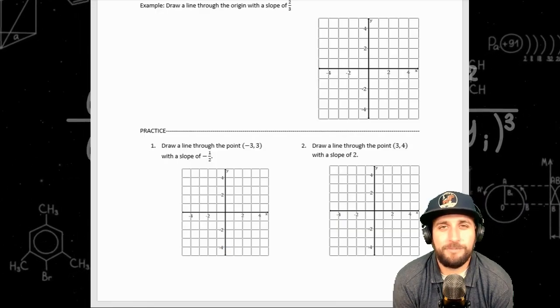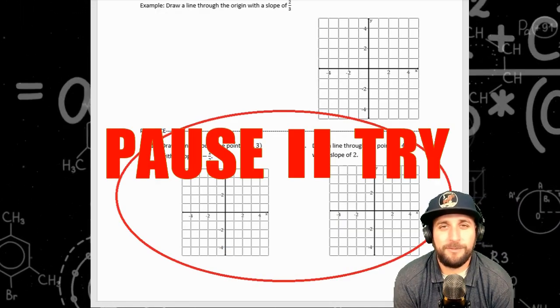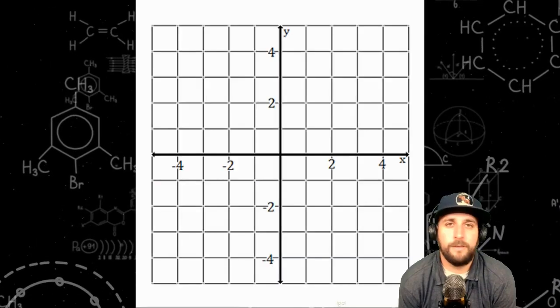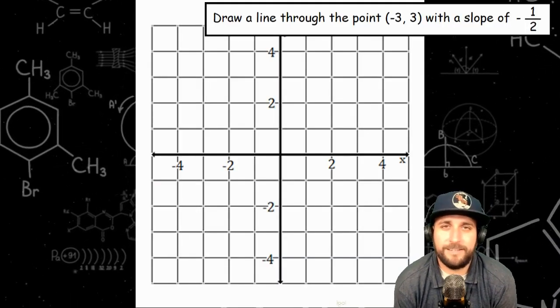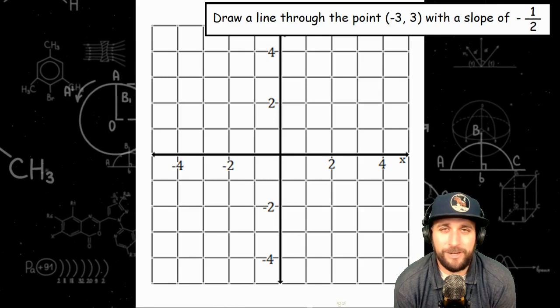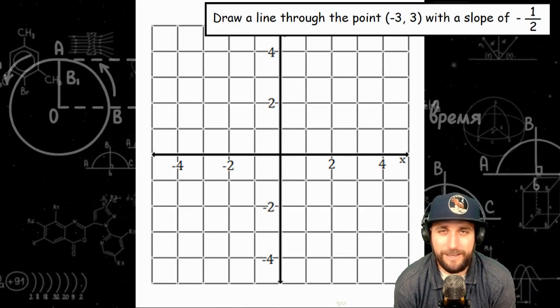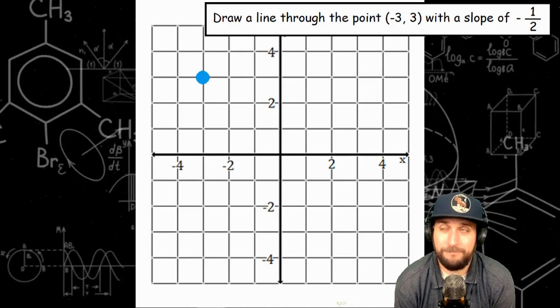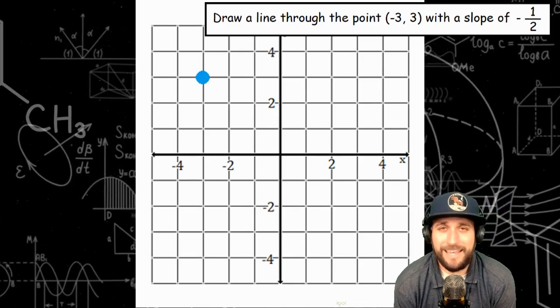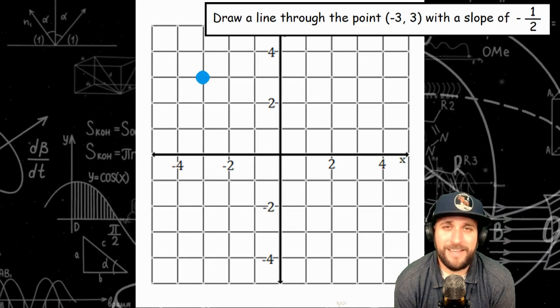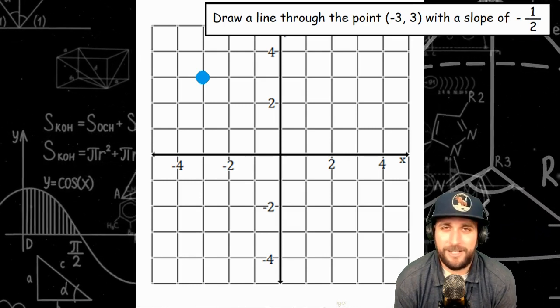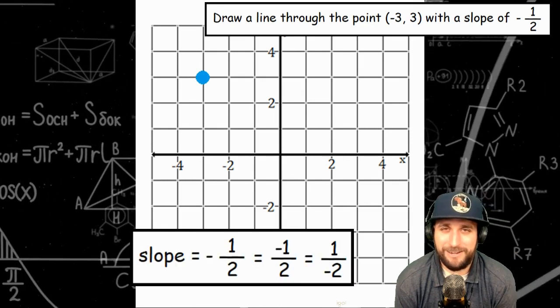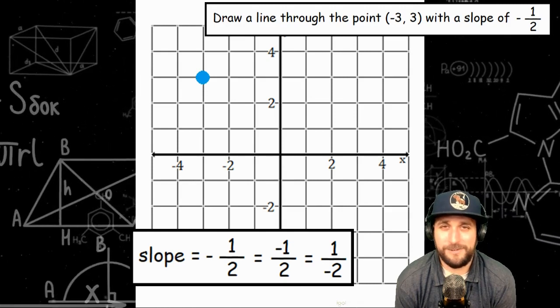So why don't you try and plot all the points on the 2 example problems at the bottom of the page. The first problem says that it goes through the point negative 3, 3 and has a slope of negative 1/2. So we start at the ordered pair negative 3, 3. And the slope is negative 1/2. The negative sign is in front of the fraction, so it doesn't matter where we put it. It's either negative 1 over 2 or 1 over negative 2.